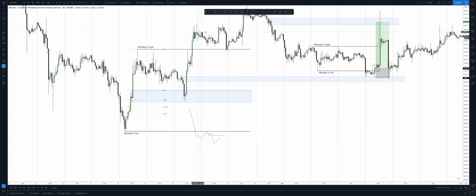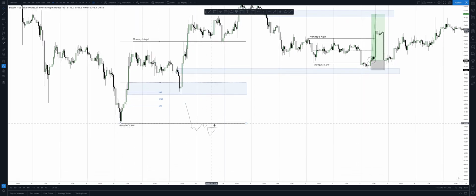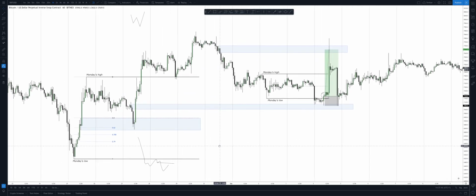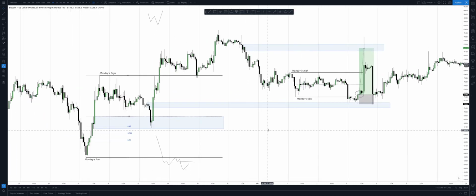It's basically the same as where you enter a long right here on a retest of Monday's high. If you see price isn't able to close back above Monday's low, the high of the week could already be in, and we can enter a short targeting lower prices. And that's how I use the Monday's range.